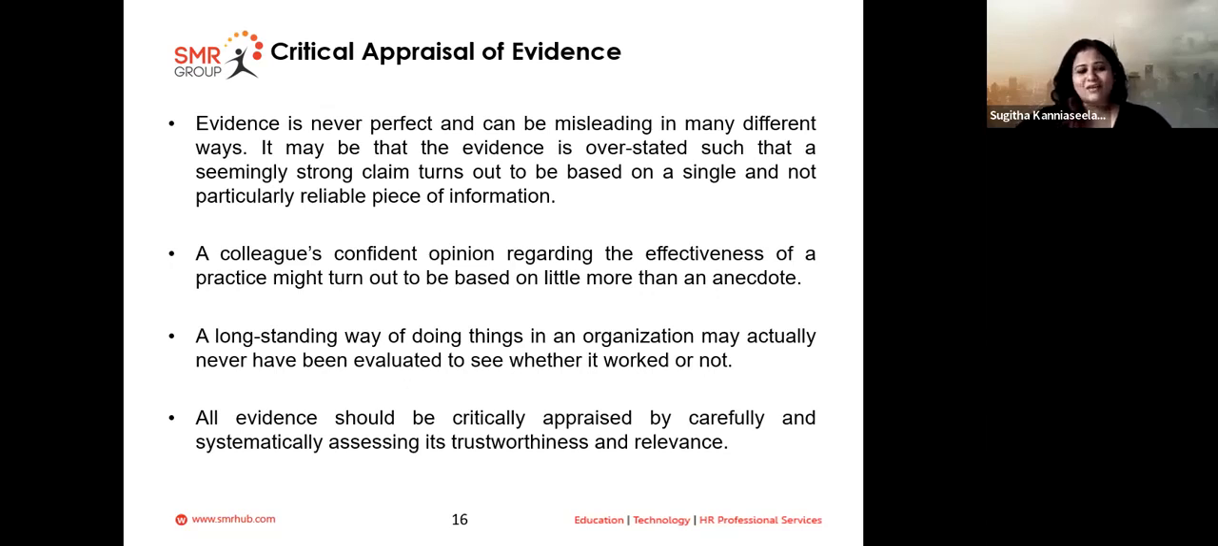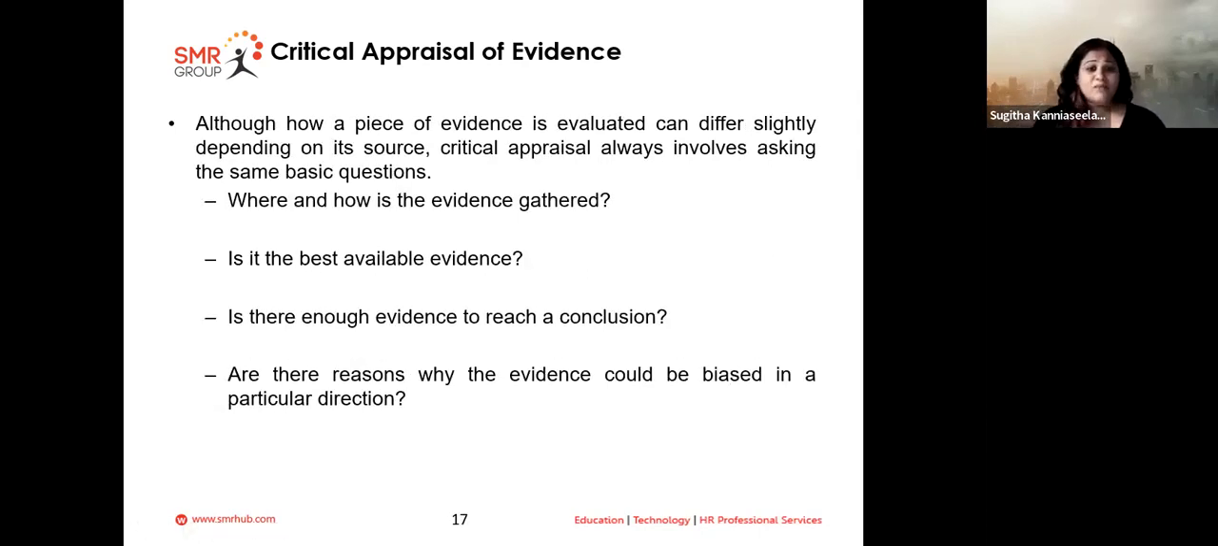So every piece of evidence out there deserves to be critically appraised, and it must be done systematically to understand how trustworthy and relevant this particular evidence is. So now we know we need evidence to make decisions. There are many ways to evaluate evidence, depending on the source, but there are some questions we can ask when we do evidence evaluation.